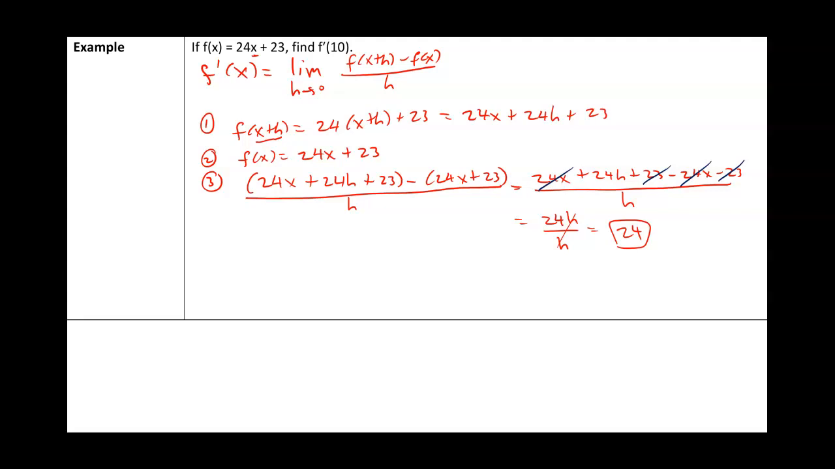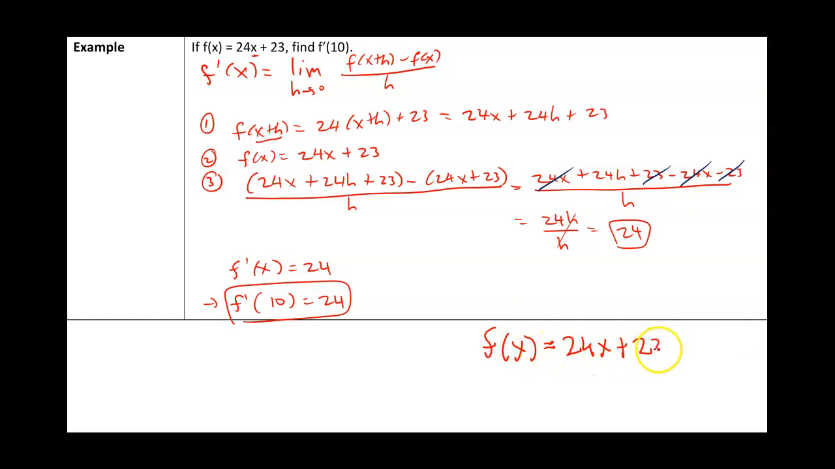This is a constant function, which means the slope at any point is going to be 24, no matter what the point is. So f prime of 10 will be 24. Now this should make sense because f of x equals 24x plus 23. This is a line. In the form mx plus b, the slope is always given by the coefficient of the x. So this line has a slope of 24 at every given point, which is why we have a constant slope. No matter what the point is, the slope will always be equal to 24.